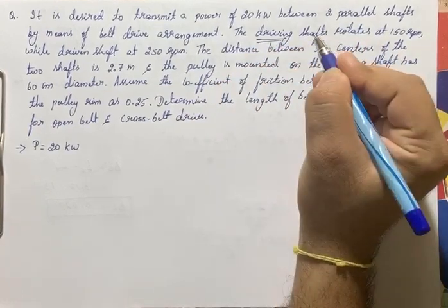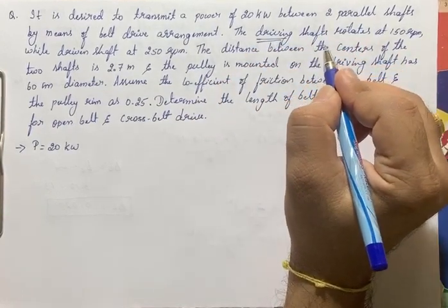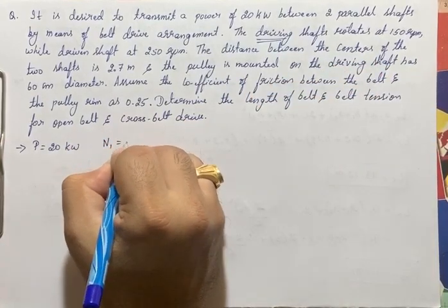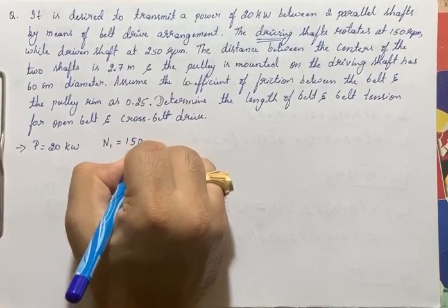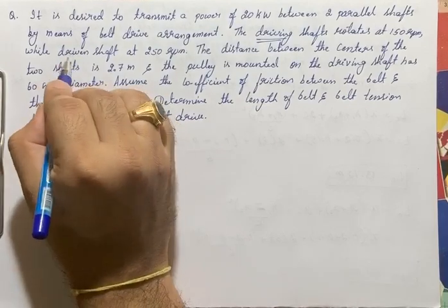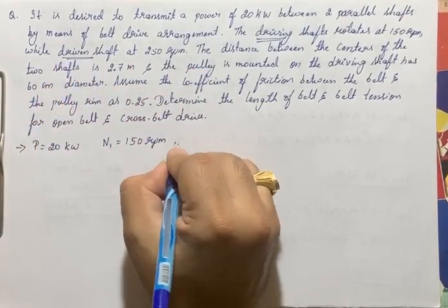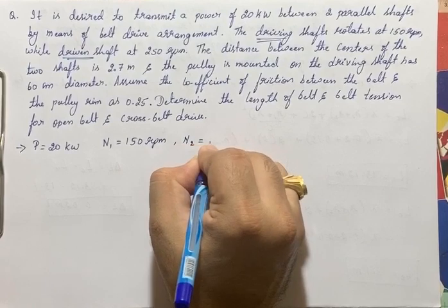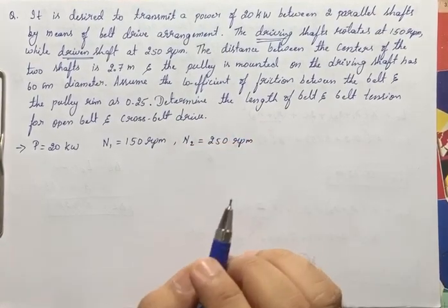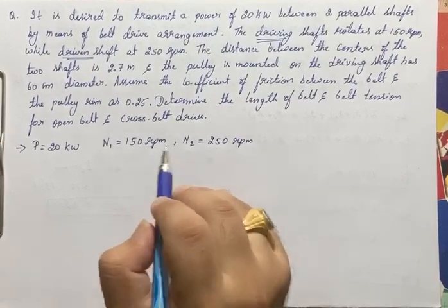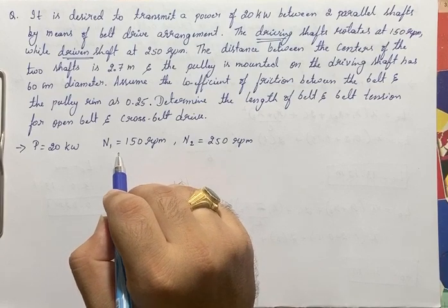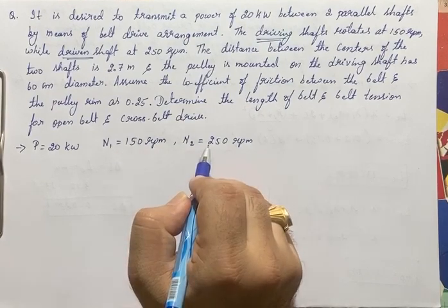Driving means it is the driver shaft, so I can write that as N1. N1 here is 150 rpm, while the driven shaft is N2. N2 here is 250 rpm. Always remember, the diameter of the driver shaft will be larger than the diameter of the driven shaft, so the speed of the driver shaft will be lesser compared to the speed of the driven shaft.